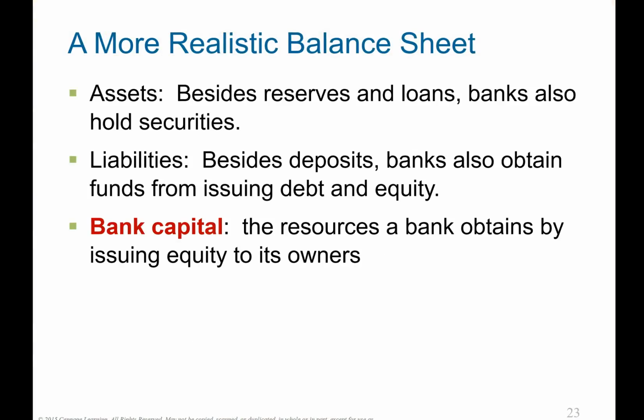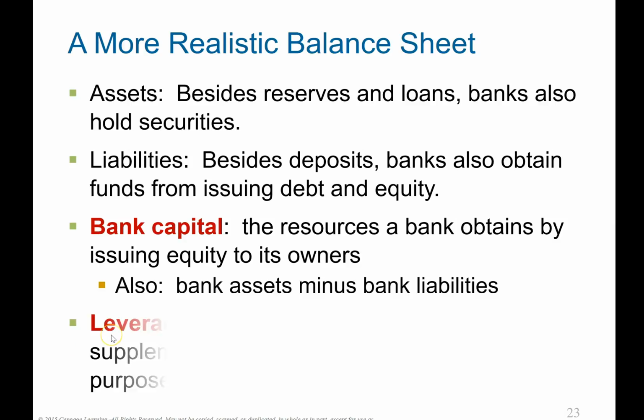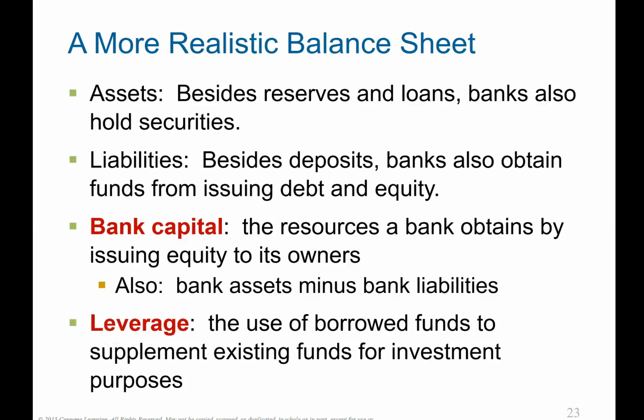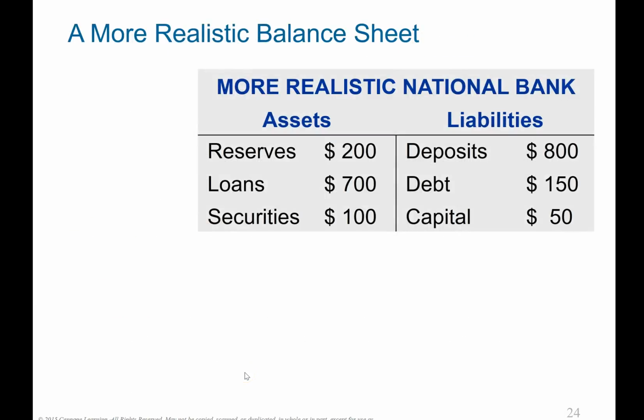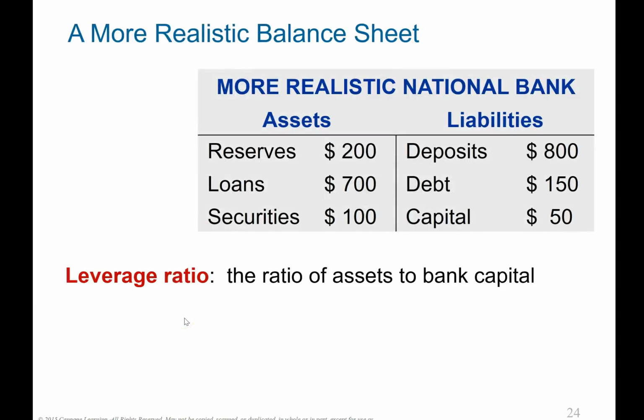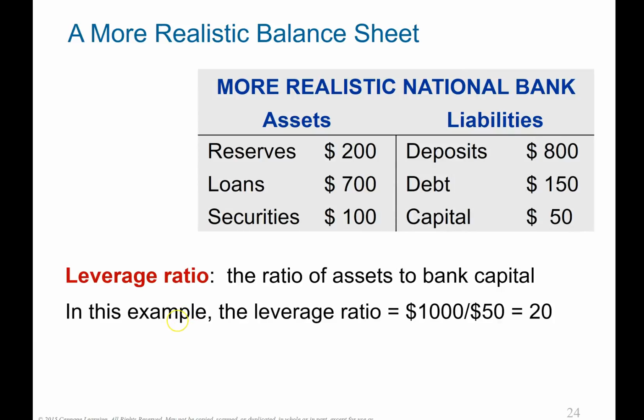A few other things to know about the balance sheet of a bank is that besides reserves and loans, banks also hold securities, and besides deposits, they have additional liabilities, funds from issuing debt and equity. Bank capital would be the resources a bank obtains by issuing equity to its owners. Leverage would be the use of borrowed funds to supplement existing funds for investment purposes. So looking at a bank's balance sheet in a more realistic fashion would show us this thing called leverage ratio, and that's the ratio of assets to bank capital.